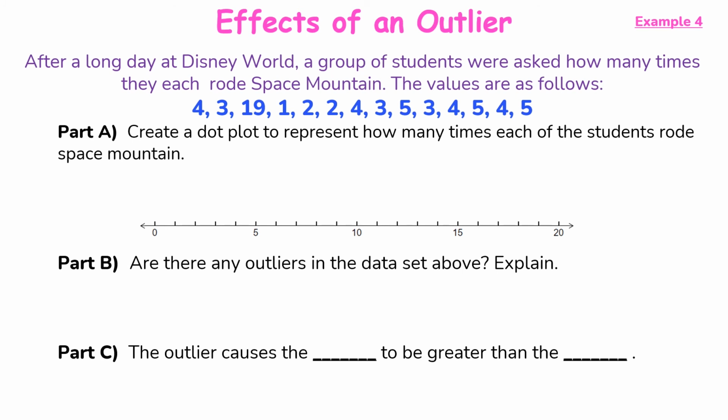And first for part A, we want to create a dot plot. So my first number here is 4. And I want to see how many 4s I have. 1, 2, 3, 4. So I have 4 4s. So I want to put 4 dots above the number 4. Next, I have a 3. I have 1, 2, 3. So I have 3 3s, 3 dots above 3. Next, I have 19. I don't have any more 19s, so 1 dot above 19.